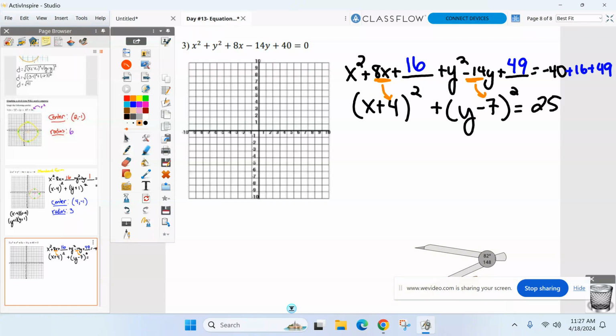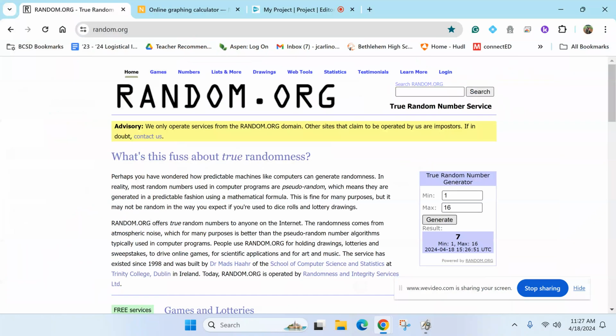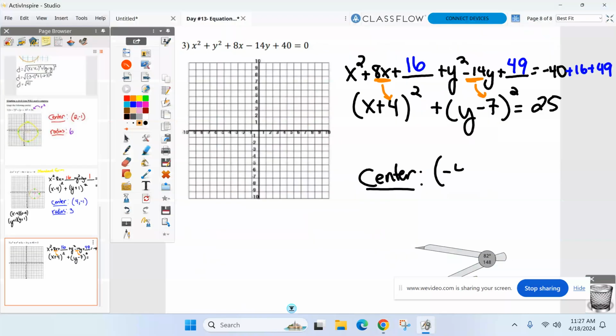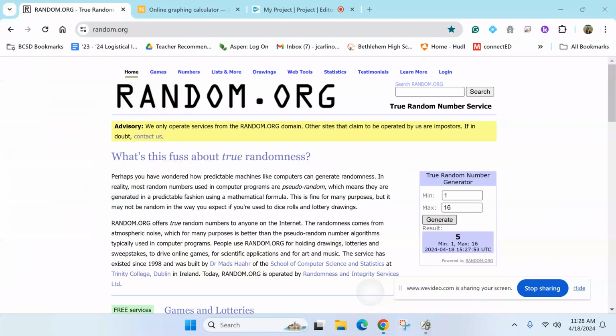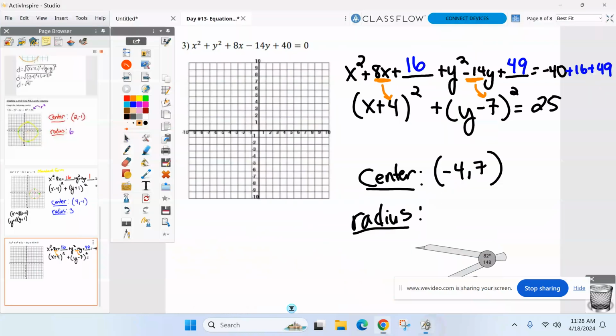All right. Center. Where are we going, Haley? Negative 4, 7. And how about the radius? One too late, huh, everybody? Came a little too early for you. Will? 5. All right. Yeah, we do go off the graph here. Suck it up. You'll be fine.